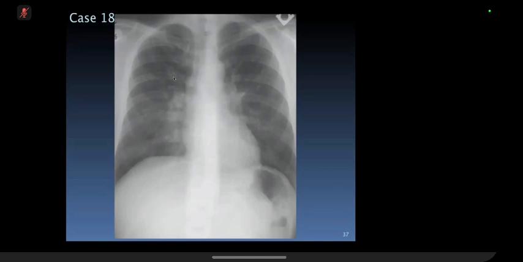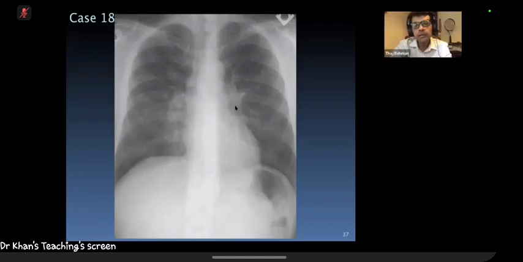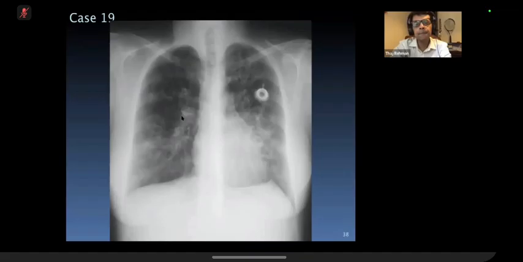Can you see? Tram track sign, that may be a distended bronchus, a little bit of tram track sign. So you got the diagnosis. This is early phase bronchiectasis. Okay.